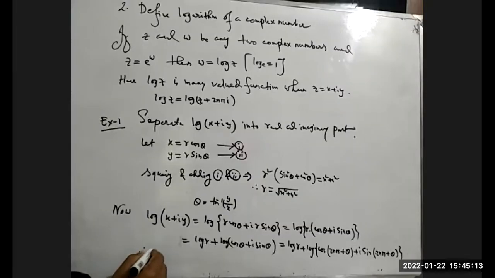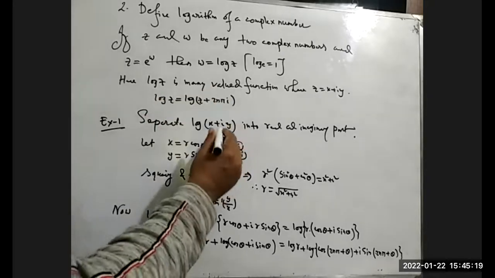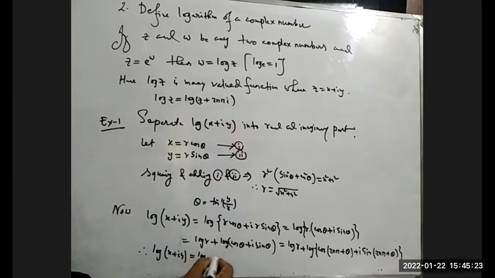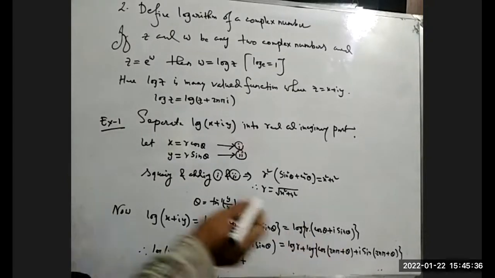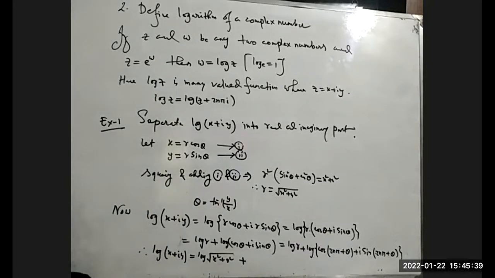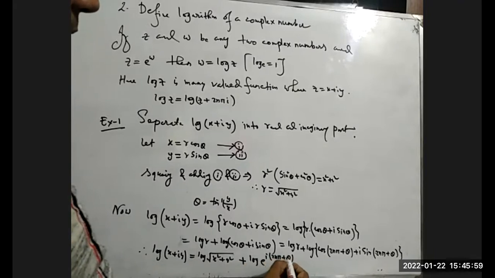So therefore log of x plus iy, the logarithm of a complex number, can be written as log r, which is root over x square plus y square, plus log of cos of twice n pi plus theta plus i sin of twice n pi plus theta.